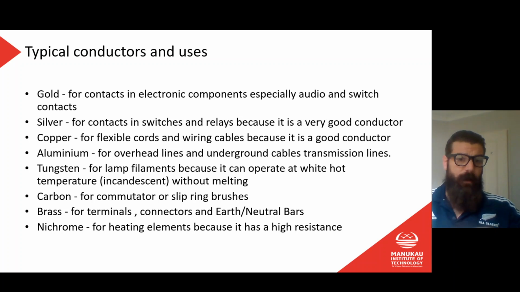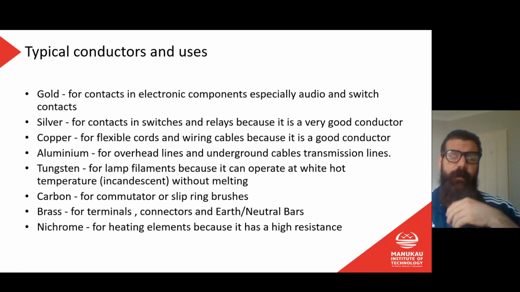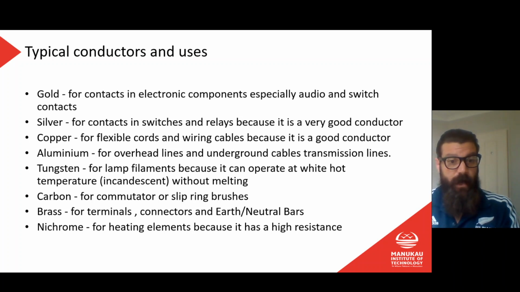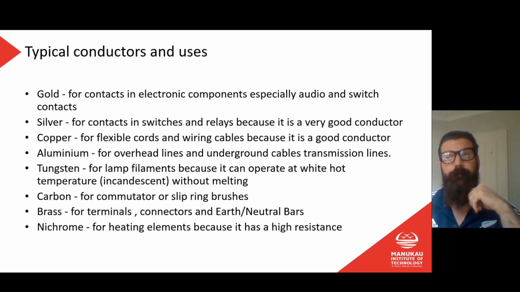Aluminium. We have aluminium for overhead lines and underground cable transmission lines. So aluminium's a pretty good conductor. It's not as good as copper. It again has an advantage over copper in that it's quite a bit cheaper. It's not as easily malleable, so it doesn't move as easily as a copper cable would. It's a bit harder. But the main advantage that aluminium has over copper is it's much lighter. It's lighter and cheaper.